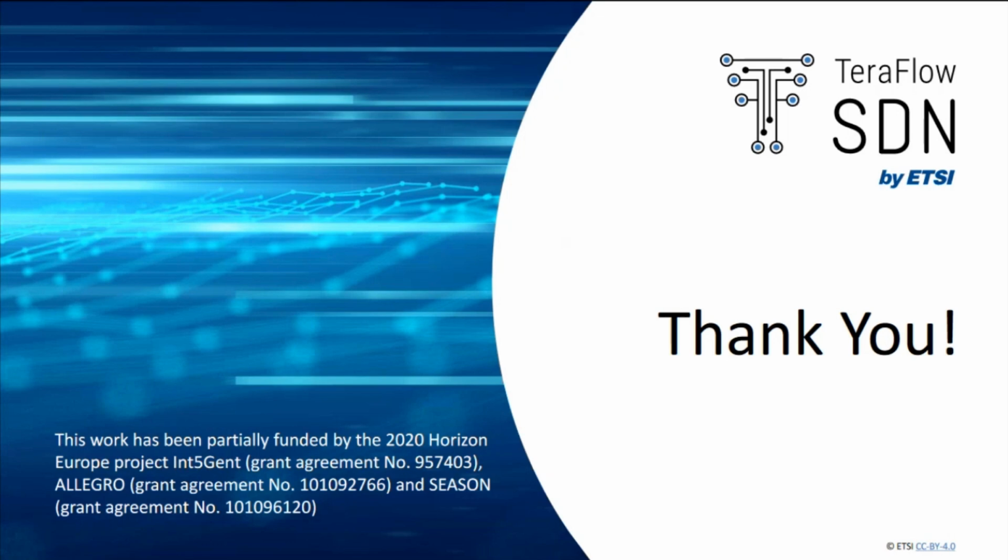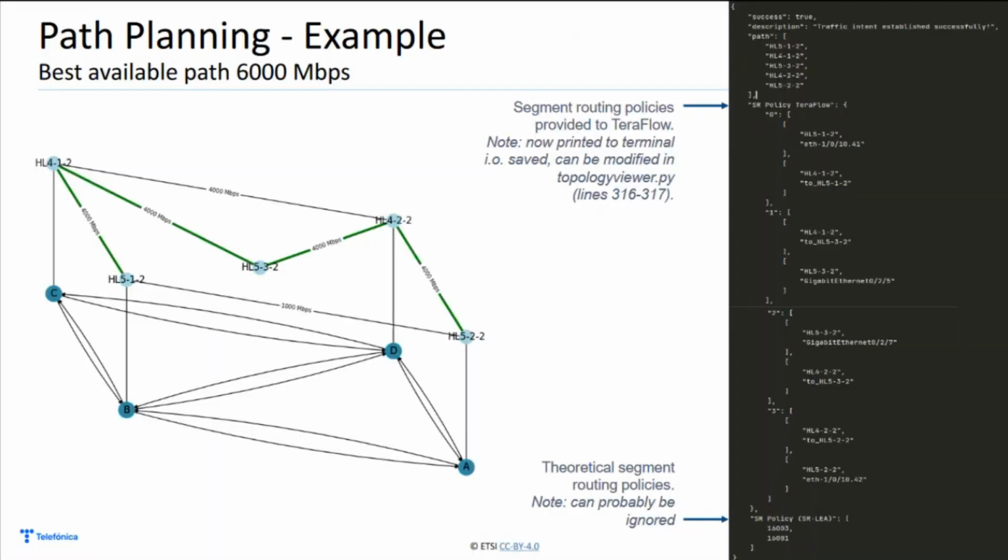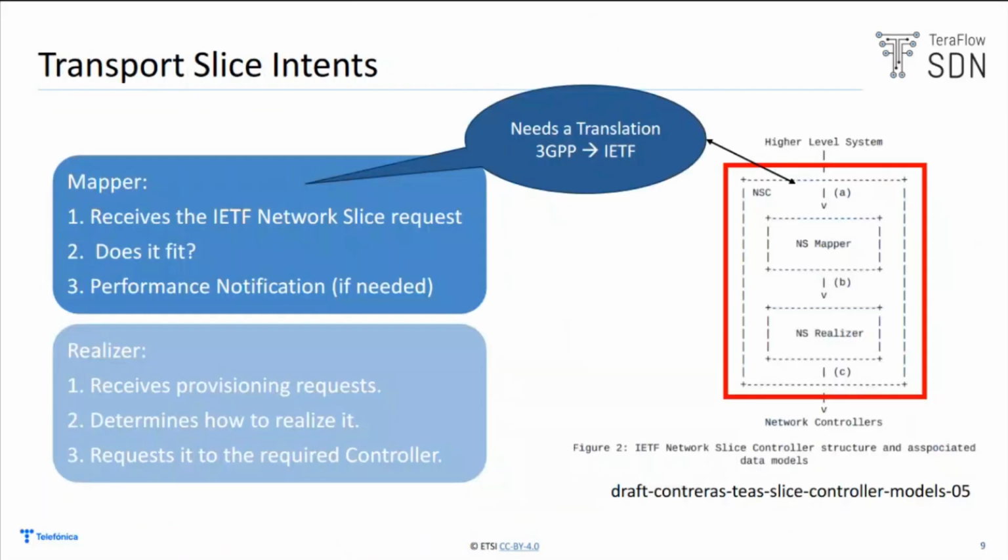That's all. Is there any question before? On slide number 9, you talked about mapping between the 3GPP data model and the IETF transport network slice. Is there any information that is lost in the mapping process? Because as far as I know, the 3GPP slice data model is quite big. Do you map all the information within the IETF transport slice data model, or are some of them lost somehow?